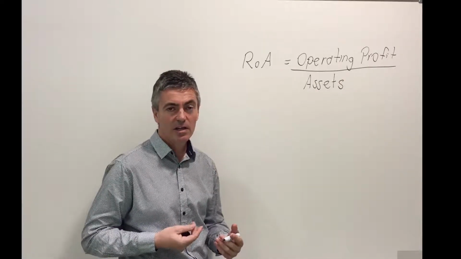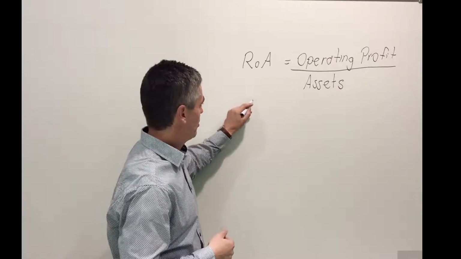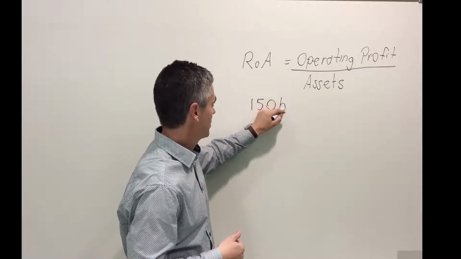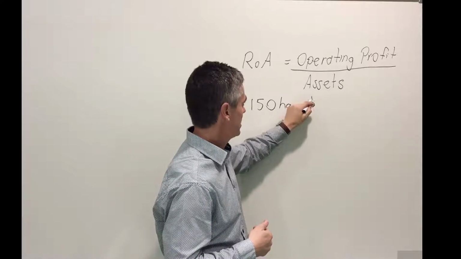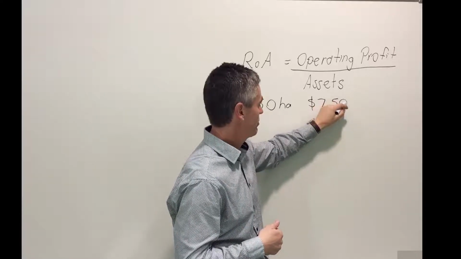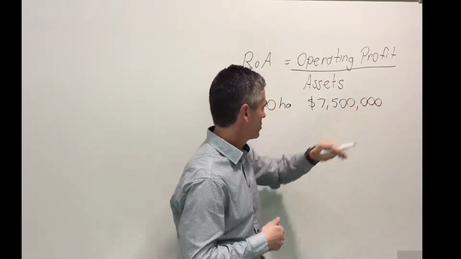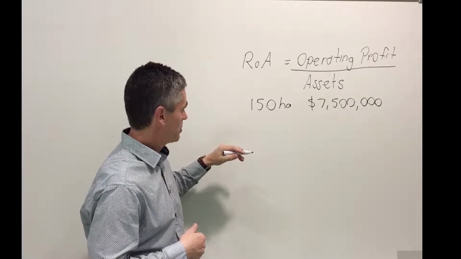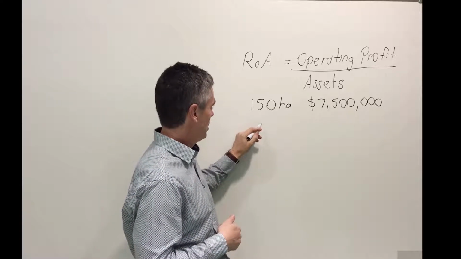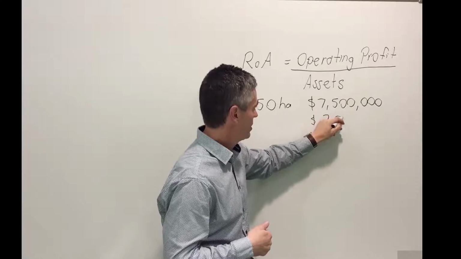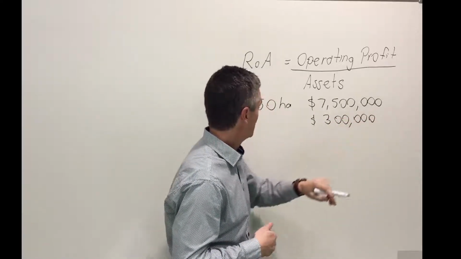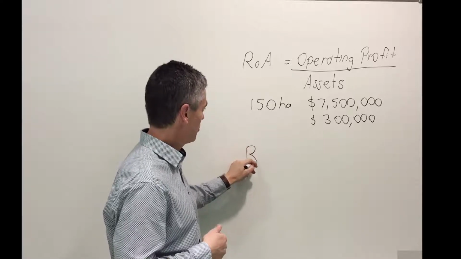Would you be able to take us through an example of working out return on asset for a dairy farm business? Okay, so let's take a typical New Zealand farm of 150 hectares. Depending on where that farm is, it will have different values, but let's say that farm has an asset value of $7.5 million. For purposes of this example, we'll say the operating profit being generated is $300,000.